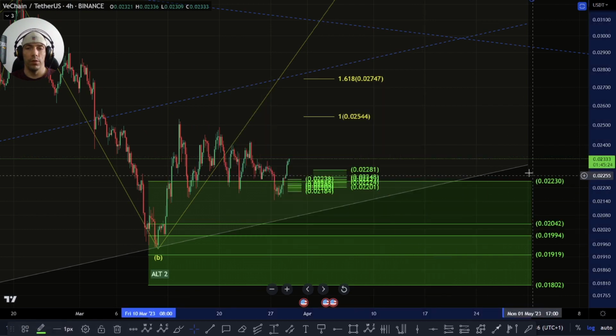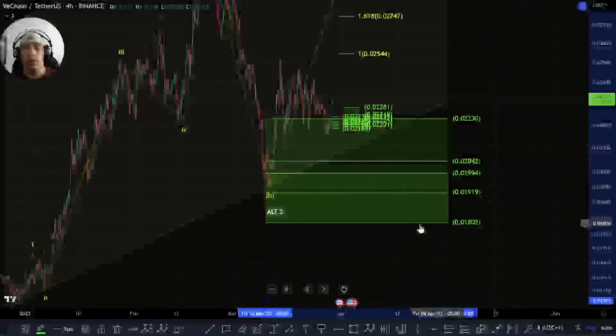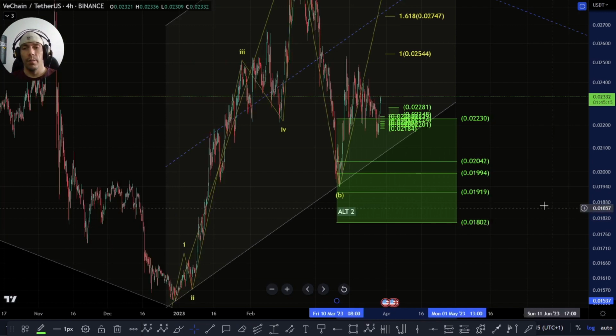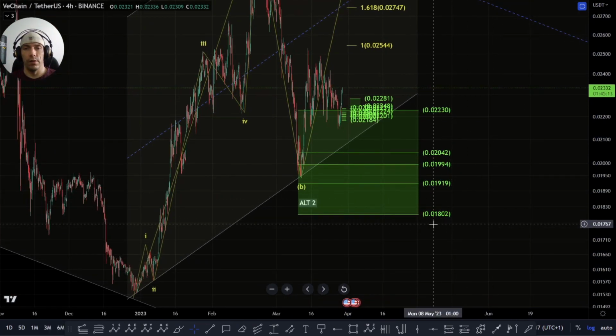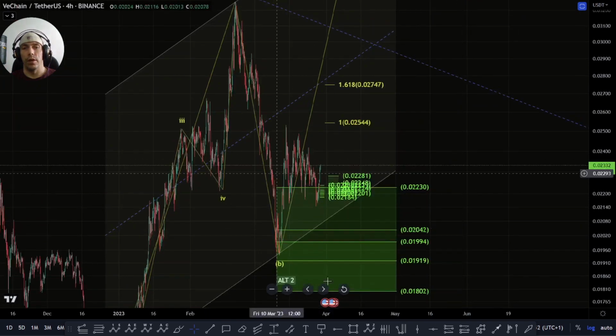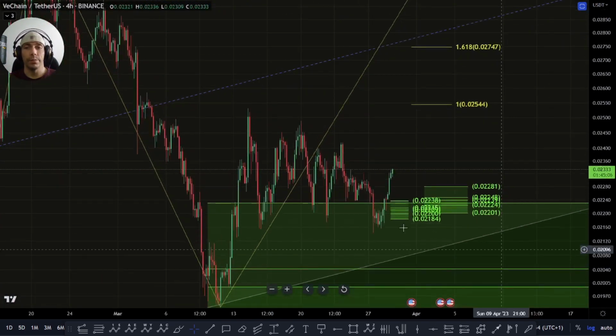But yeah, once we start to lose that, it is potentially possible we could find support again lower down here towards this zone of this 1802. But once we start to lose that 1802 area, it becomes more probable that this move is actually starting to break down in a much bigger way here.